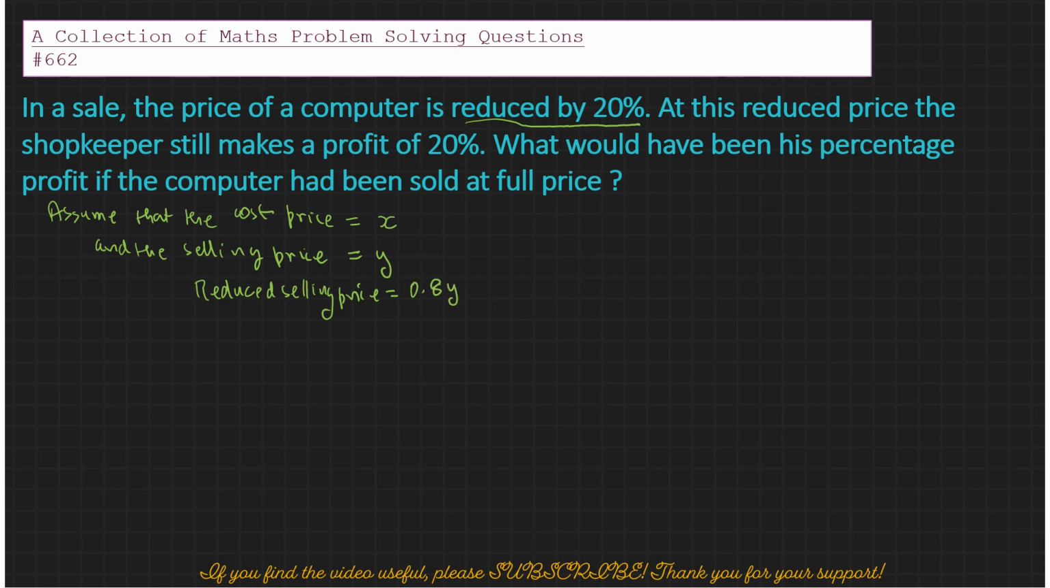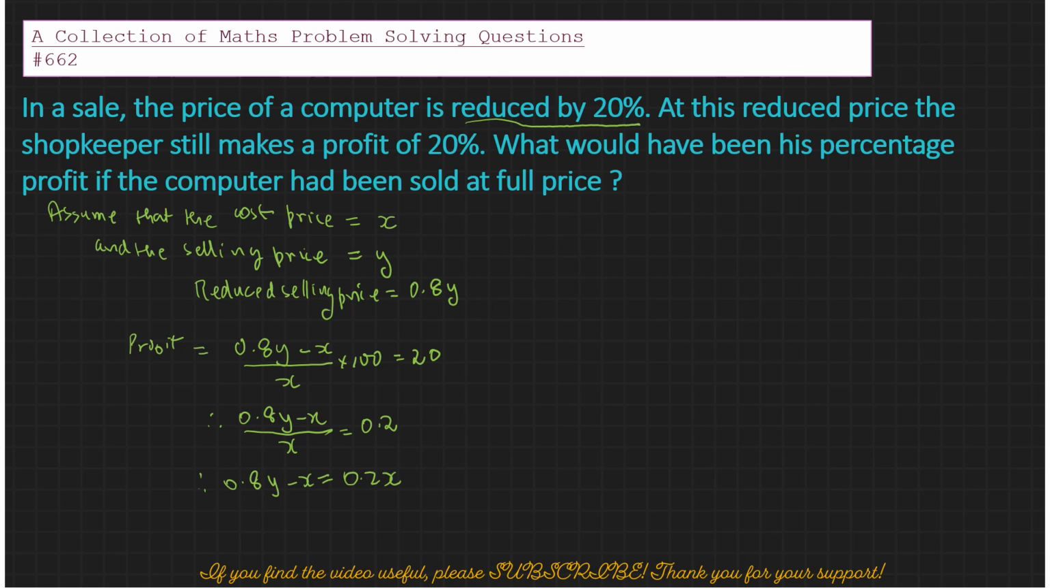So now the profit is 20%. So the profit would be 0.8y minus x out of x times 100 is 20. So therefore you can write 0.8y minus x out of x equals 0.2, and therefore 0.8y minus x equals 0.2x.